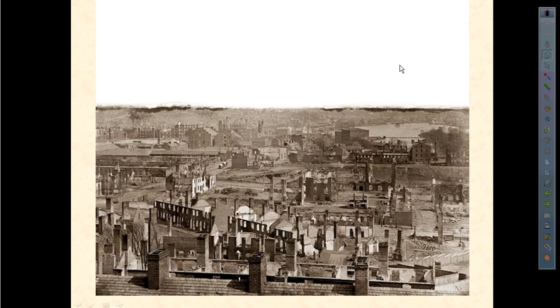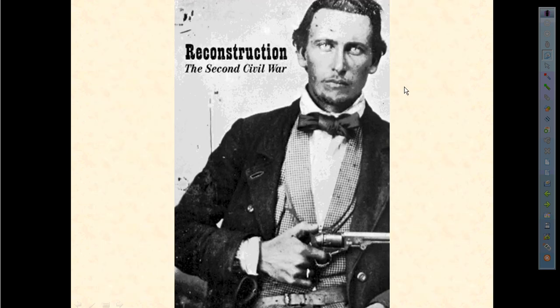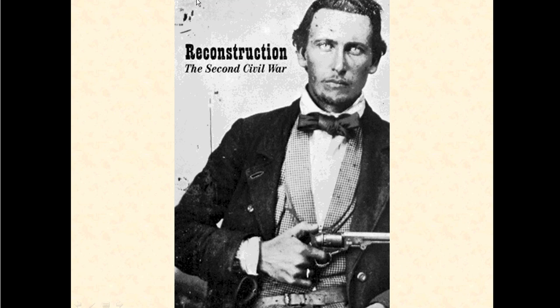Yes, the physical buildings needed to be reconstructed. This is the railroad depot in Atlanta, Georgia. And that's what happened when the Confederates pulled out and it was exploded and set on fire. So buildings, entire cities, this is a street scene from Richmond, needed to be reconstructed.